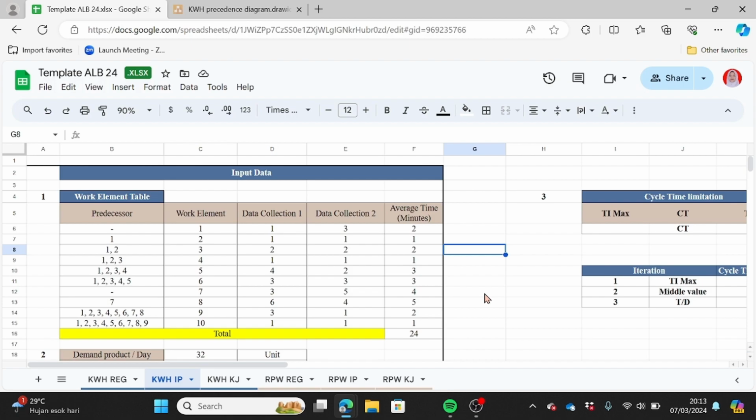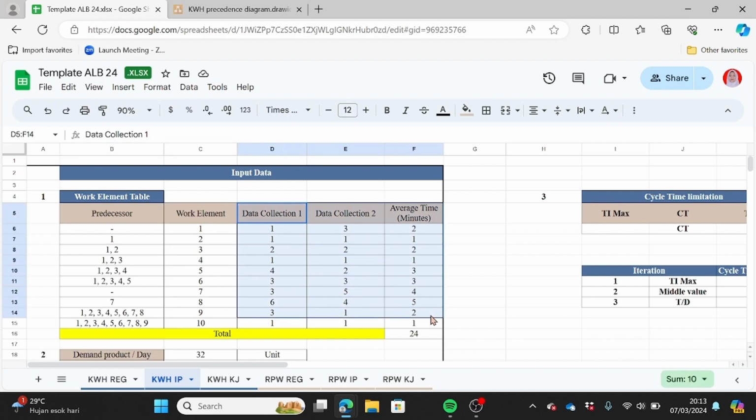In this meeting, we will learn about solving a case study on an assembly line. The method we will use is the Kilbridge Wester Heuristic method. Before going into calculation, all we have to do is determine the input data for the calculation. The first is predecessor, the second is working elements, the third is type. In practice, this time we did data collection for 2 assemblies, so we have 2 sets of data that later will be averaged to do the calculation.